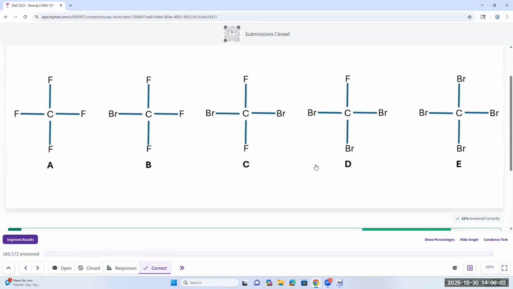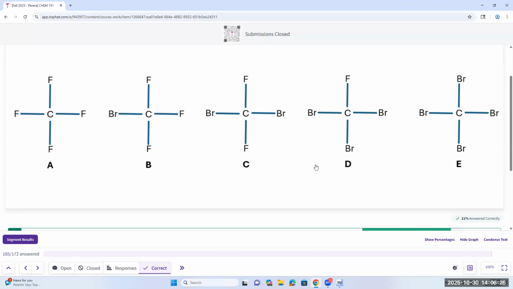Now, why isn't C correct? Does anybody know? Why is C a polar molecule? It's not a non-polar molecule. It is a polar molecule. Why? Anybody? Yes. What's your name, sir? My name is Garrett. Garrett, go ahead.